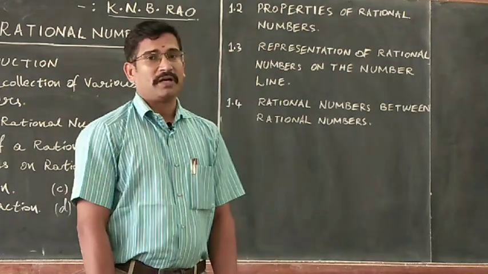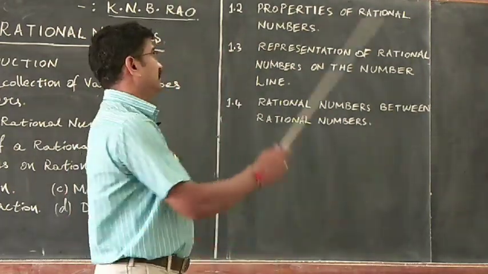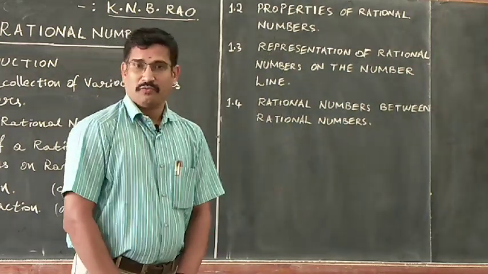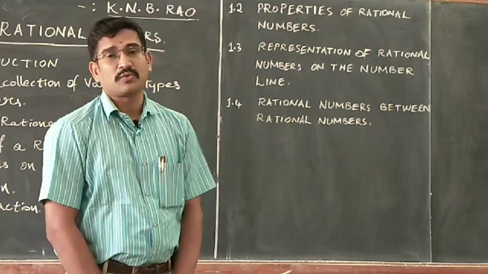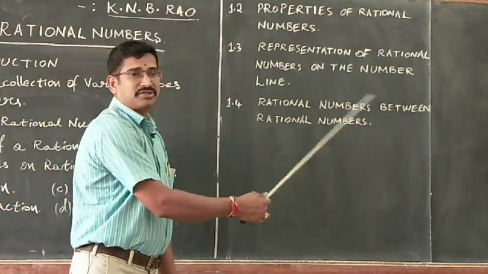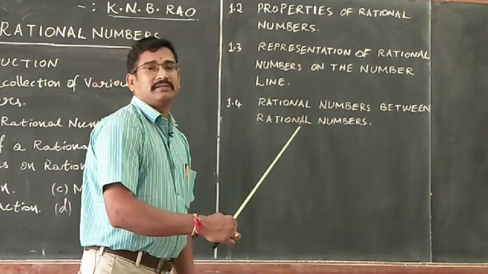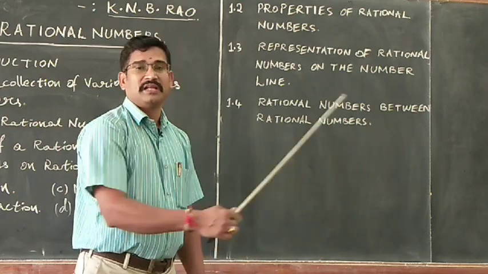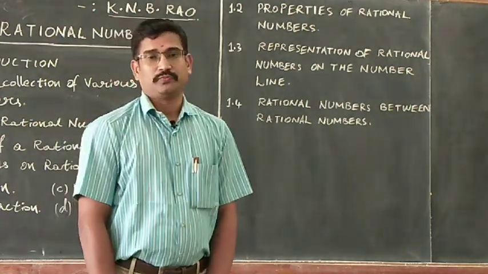In exercise 1.1, based on the knowledge of introduction and the properties of rational numbers, we will be having questions, and in exercise 1.2, based on the knowledge of representation of rational numbers on the number line and finding rational numbers between any two given rational numbers, we will be having exercise 1.2.